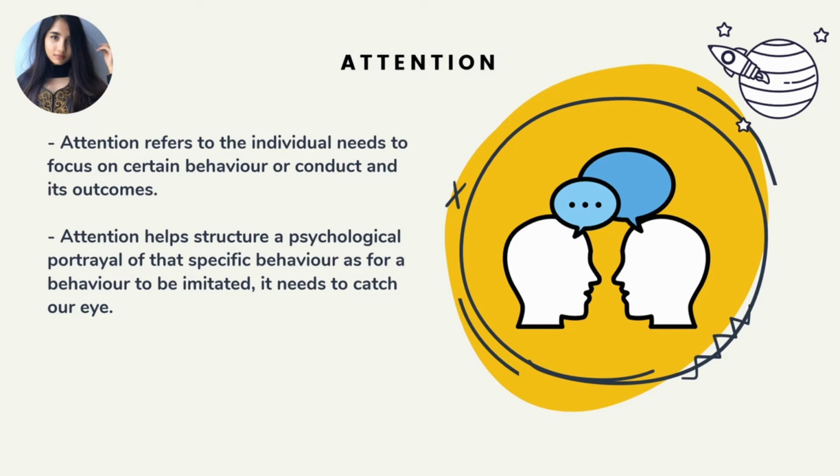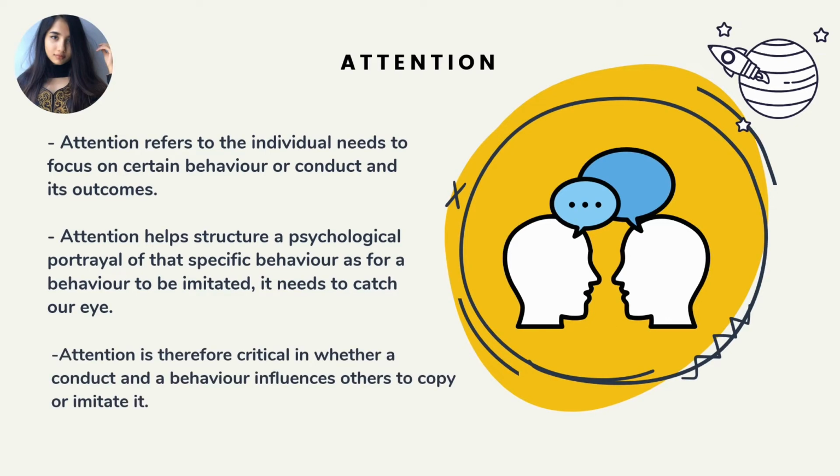For a behavior to be imitated, it needs to catch our eye. We notice numerous practices consistently, and a significant number of these are not vital. For a behavior to be engraved in our brain with a high chance of being repeated in the future, attention is most important. Attention is therefore critical in whether a conduct and behavior influences others to copy or imitate it.